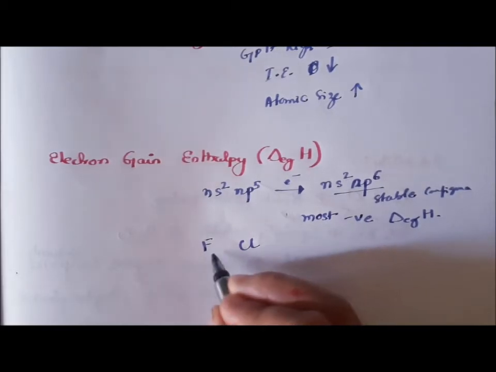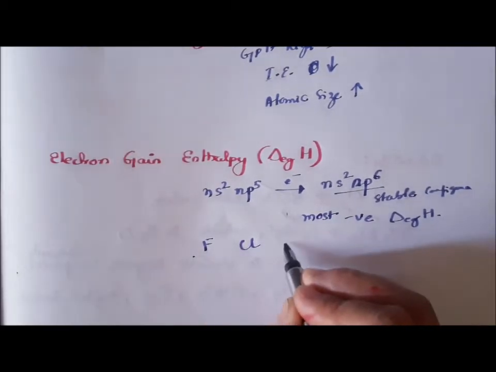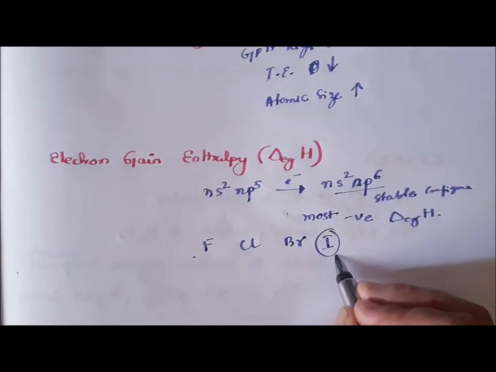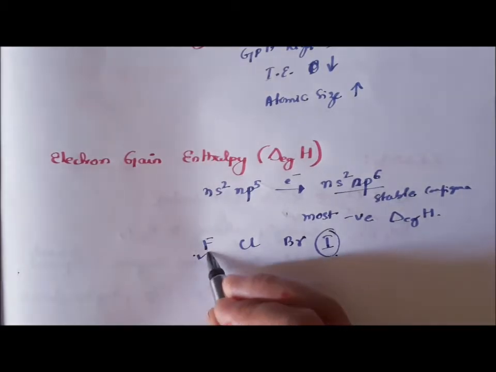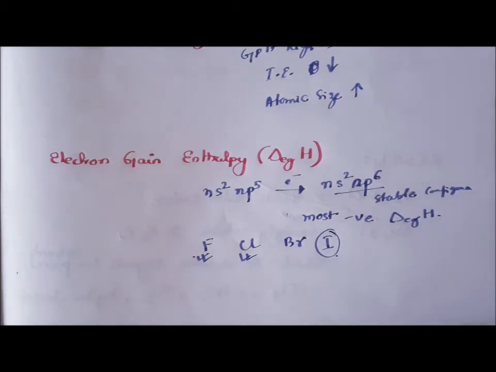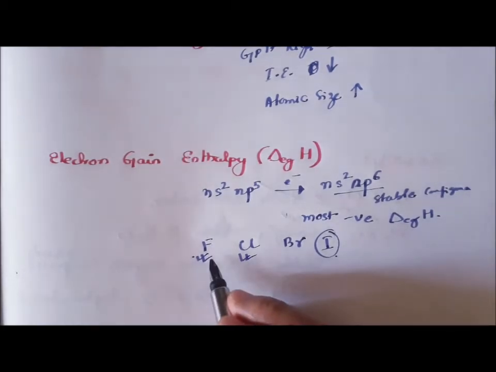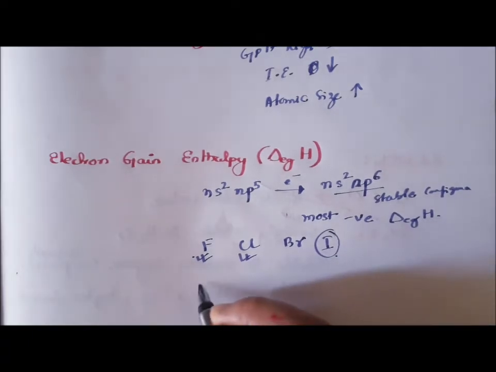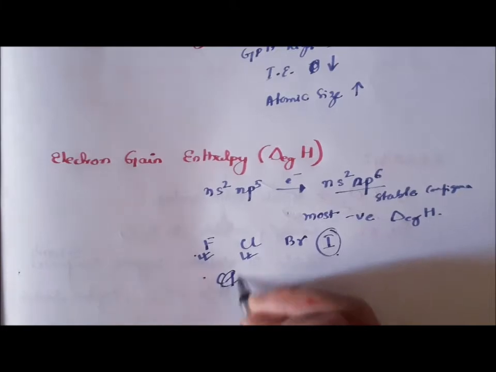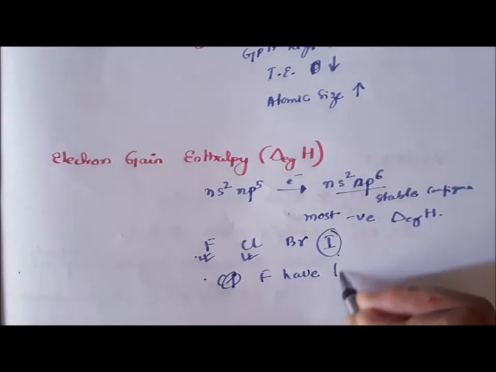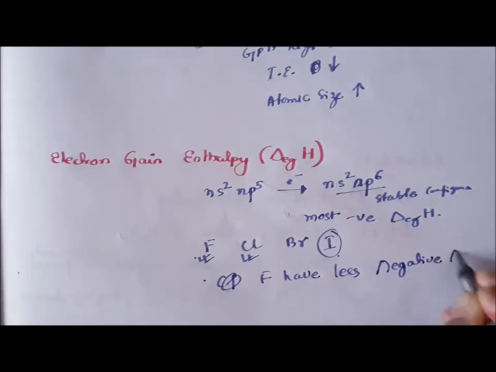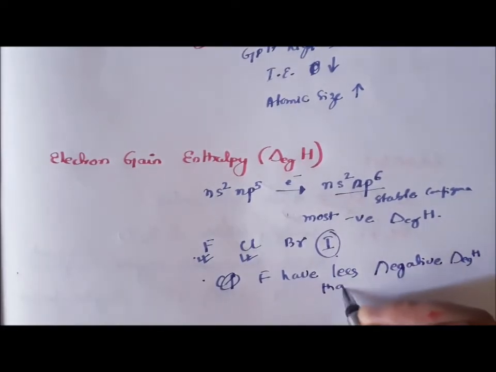So that means chlorine, bromine, iodine, right? This one will have the least negative electron gain enthalpy. But if you compare the electron gain enthalpy of fluorine and chlorine, according to its size, fluorine must have a more negative electron gain enthalpy, but fluorine has less negative electron gain enthalpy than chlorine.